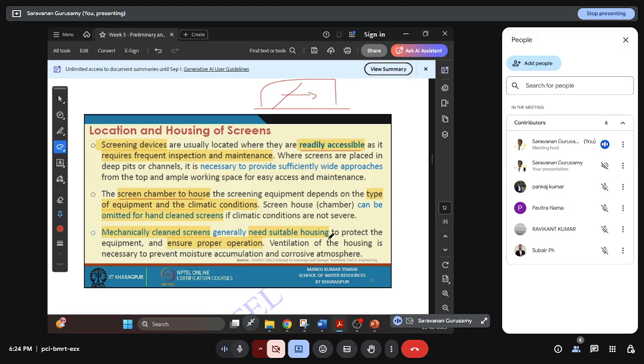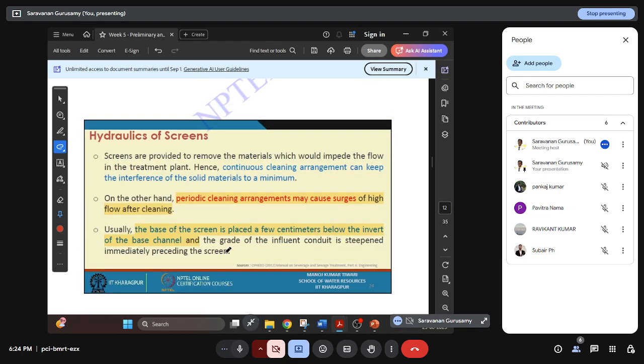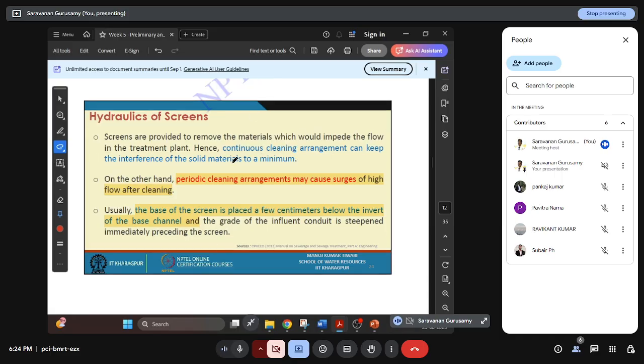Mechanical cleaning of the screen needs suitable housing to ensure proper operation. So we have to have a hydraulic operation system for this type of screen. Any screen, when it functions, will have clogging, and the pore size is also small. So there will be a head loss. Initially, there is a head here. So the head loss will always be there when the water passes through the screens. So that hydraulics we are going to see.